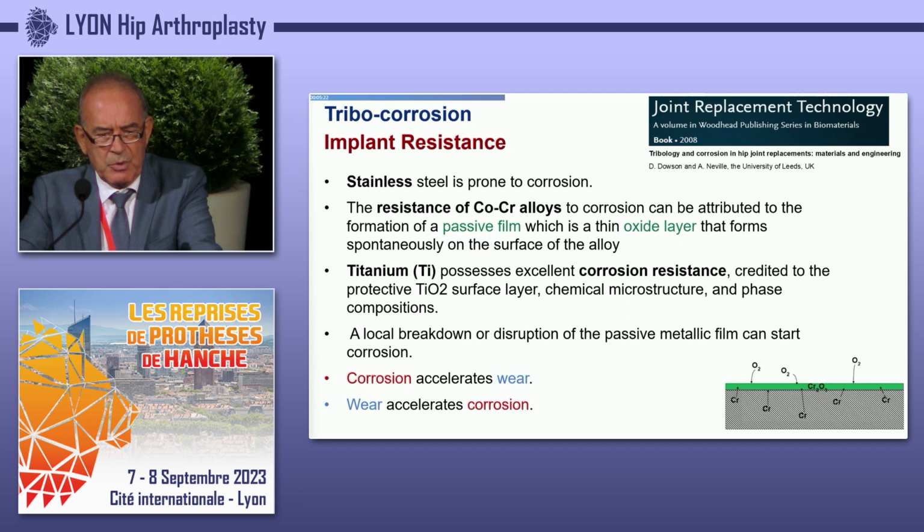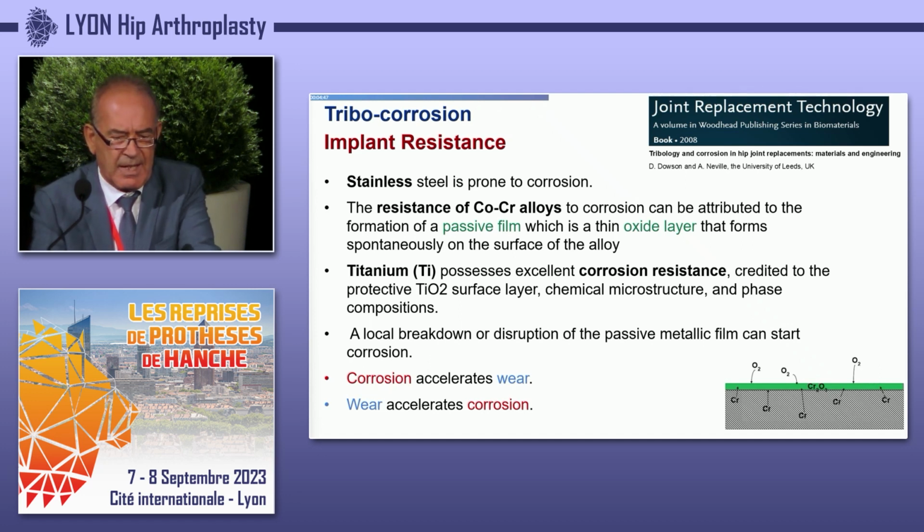So what about the implants and their resistance to this phenomenon? Stainless steel is prone to corrosion, but the resistance of cobalt chromium alloys to corrosion can be attributed to the formation of the passive film, a thin oxide layer that forms spontaneously on the surface of the alloy. Titanium seems to possess excellent corrosion resistance, credited to the protective titanium oxide surface layer, chemical microstructure, and phase composition. But if you have a local breakdown or disruption of this passive metallic film, corrosion can start.